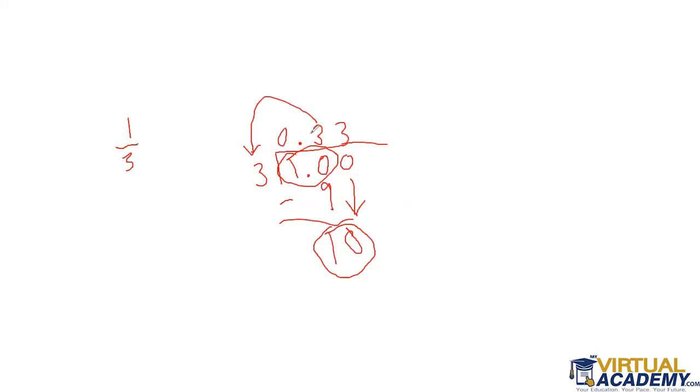So the 3 here on top is going to repeat, okay? It's going to be 0.33333, right? So if you kept doing this, we keep getting 3, right? 3 times 3 is 9, subtract, we get 1 again. Do a 0, bring it down, get 10. We keep getting 10, right? So 10 divided by 3 is still 3. So this is 0.33333, okay?